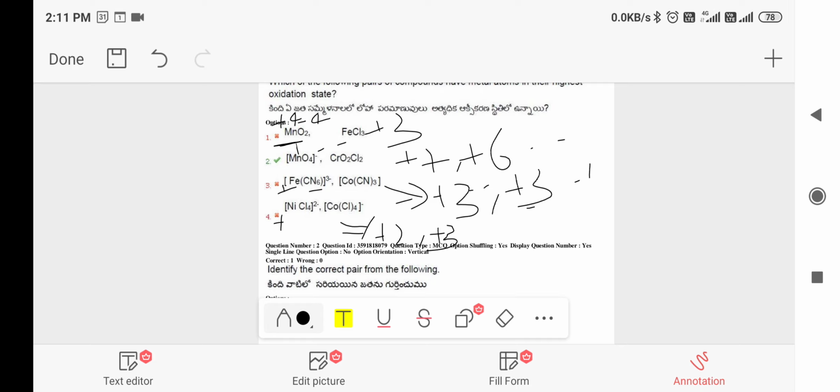it loses two electrons from the 4s orbital and 5 electrons from the 3d orbital. Then it forms +7 maximum oxidation state. And chromium also loses 1 electron from the 4s orbital and 5 electrons from the 3d orbital. Then it forms +6 oxidation state. So this is our correct answer for this.